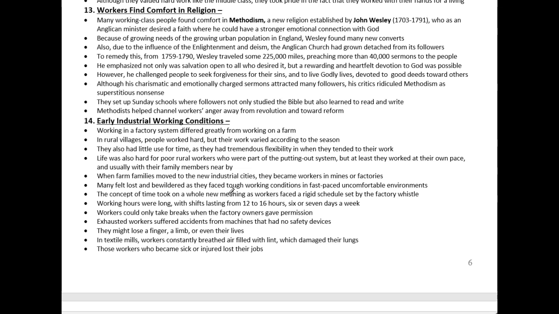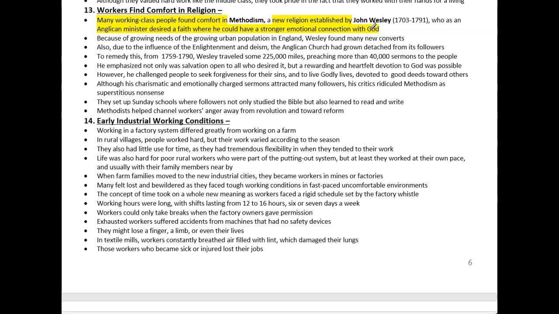Okay, many working class people found comfort in Methodism, a new religion established by John Wesley. All right, so let's do that. Actually, let's add that to the definition of Methodism. Who, as an Anglican minister, desired a faith where he could have a stronger emotional connection with God. So we'll assume that Methodism has something to do with that. Strong emotional connection with God.